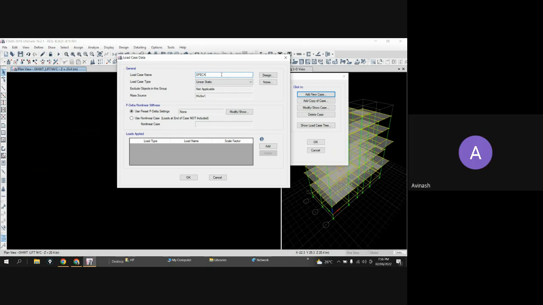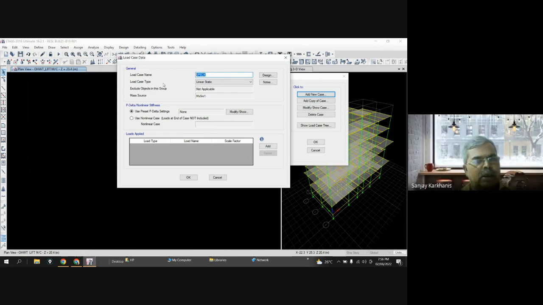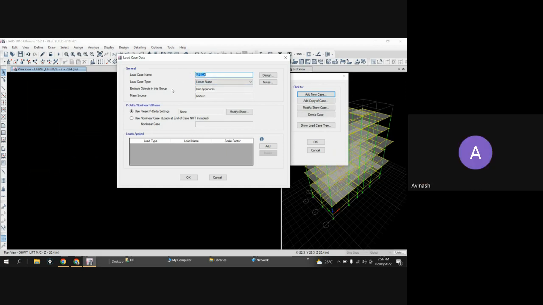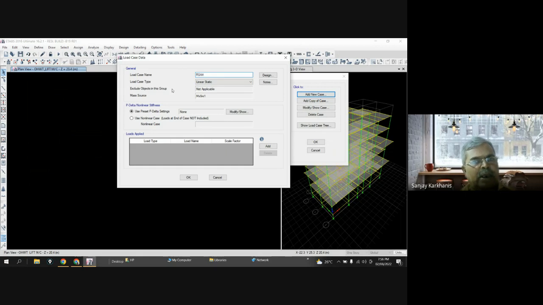Yes, sir. Or you may say anything, but then you have to remember it. I don't want to remember, so I say RSX. Sir, RSA-X, response spectrum analysis X. Okay. So RSA X. That is also good, but you must have some reference so that you will not get confused. Okay. Now this is the name.